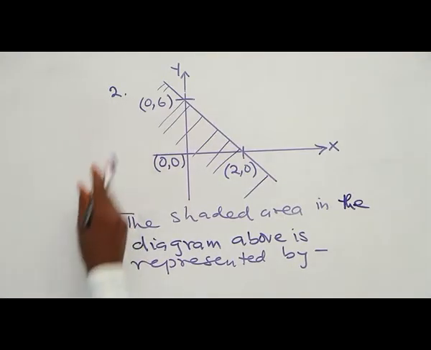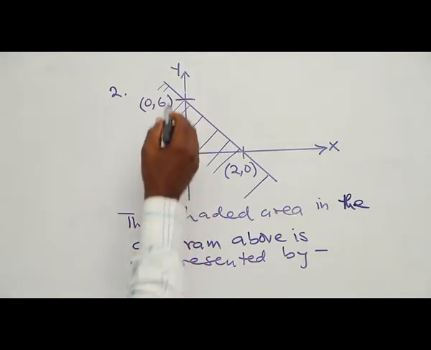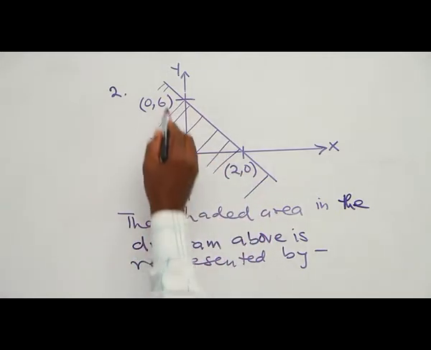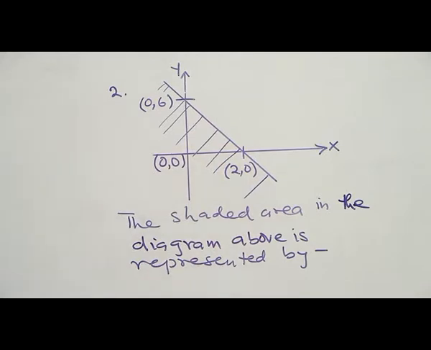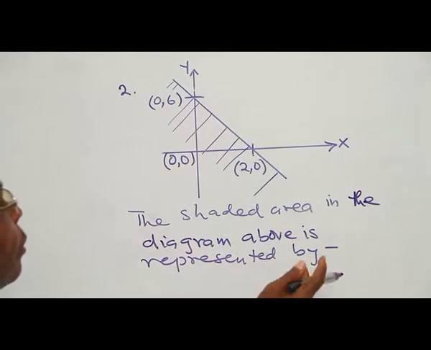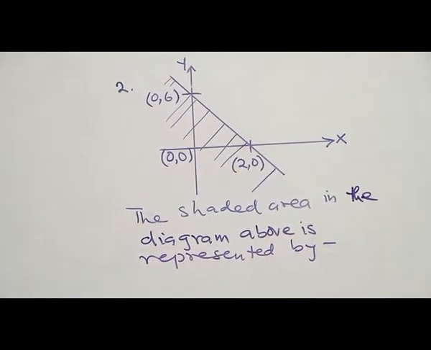Example 2. Here is the diagram. You can see the diagram given to you. There is a straight line, and below the straight line is shaded. You are told that the shaded area in the diagram above is represented by what inequality? That's exactly what they are asking for.